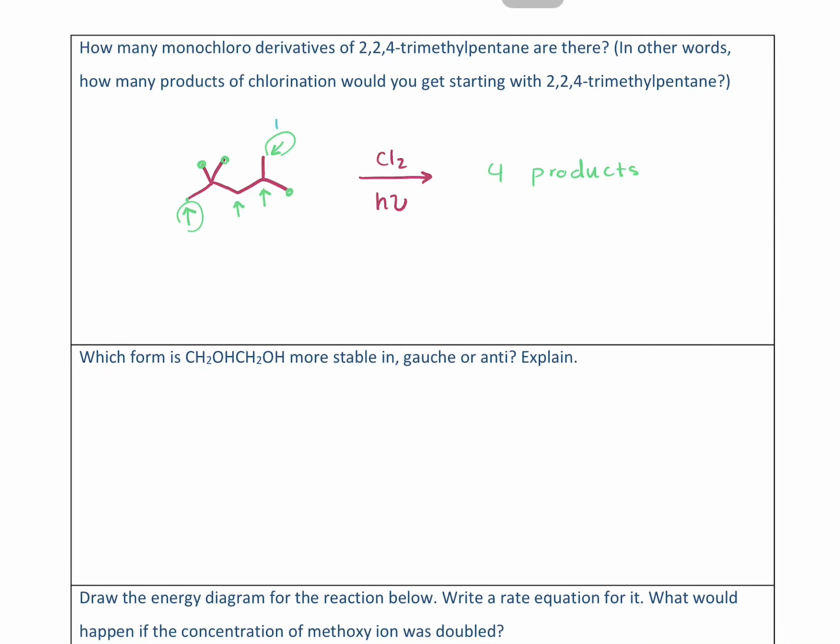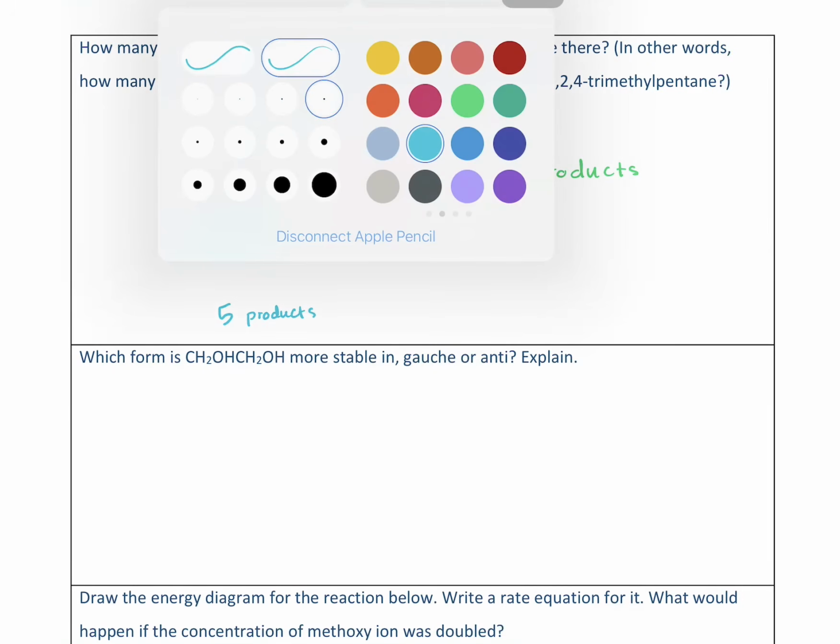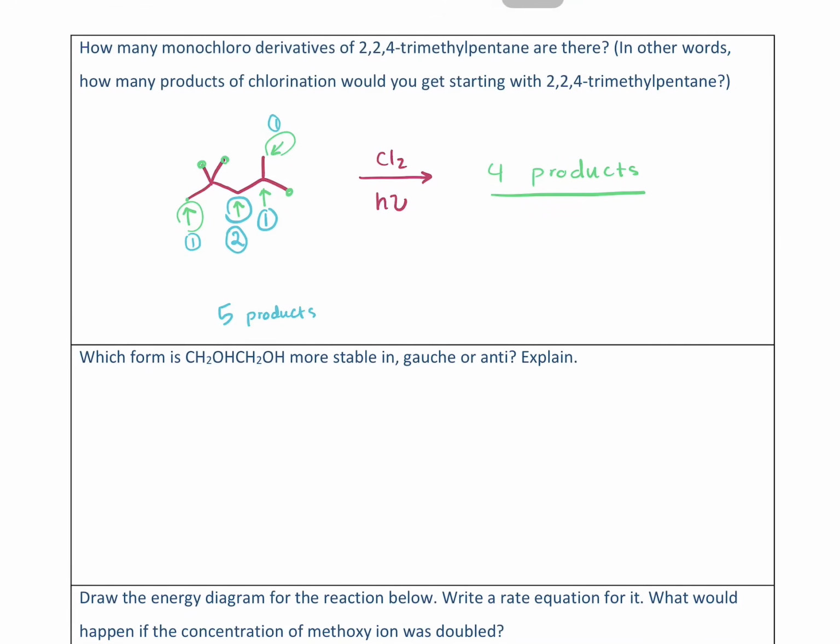So these would give you only 1 product each because there are no 4 different groups around the carbon, except for this middle one, where you'll get 2 enantiomers if you want to consider stereochemistry. So you'll get 5 products. But in general, the answer should be 4 products.